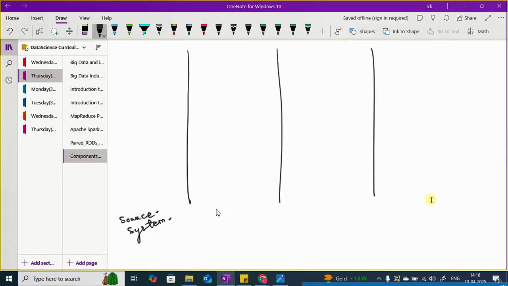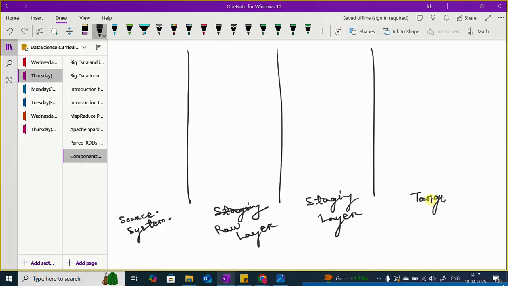Okay, this is my staging layer. Or I can say this is my raw layer. Let me write the raw layer. This is my staging layer. This is my target system or destination.